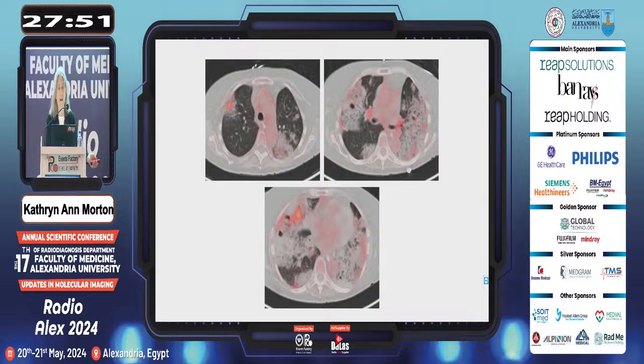This is another patient who had a history of chronic actinomycosis of the lungs and developed worsening symptoms. Her CT scan was unchanged from multiple prior CT scans, but on PET you can see that there are focal areas of increased activity within these areas of opacity that suggests that there is an active component to infection.